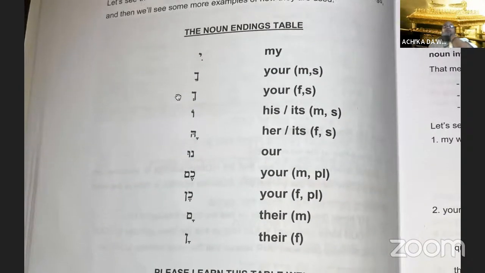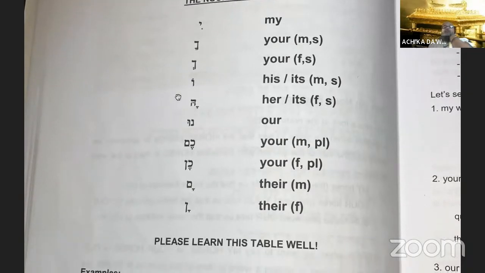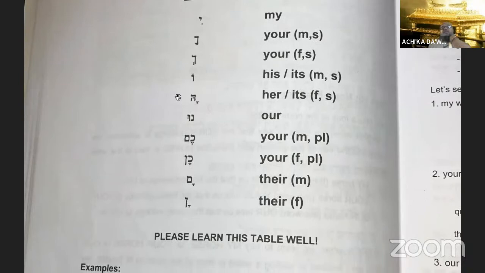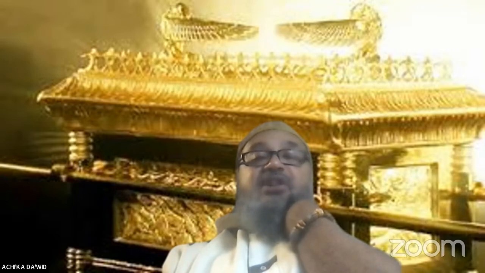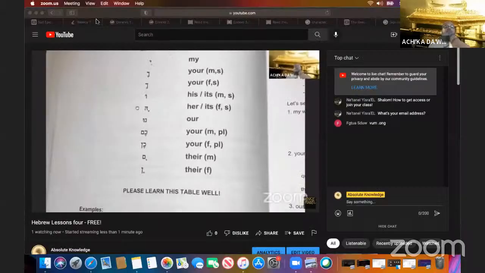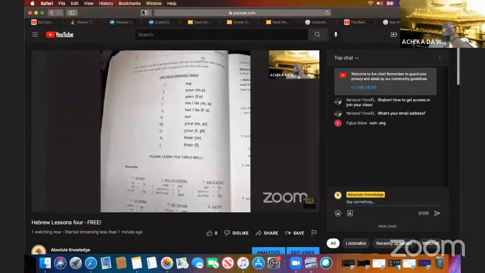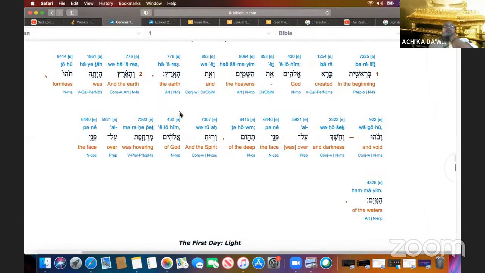My, your female, his, her, our, your, you see? So it's like, what am I supposed to do? How am I supposed to study this? Am I supposed to just study from the pages that you sent me, or how do I apply it? I'm going to show you the secret that David has done for years. And this is what makes you sharp. What I want to show you right quick is, let me see. Oh, here it is.